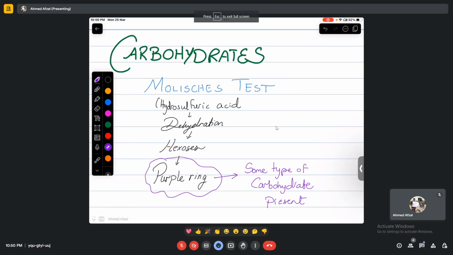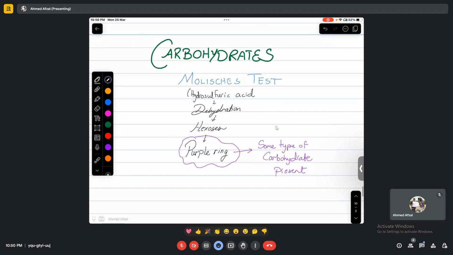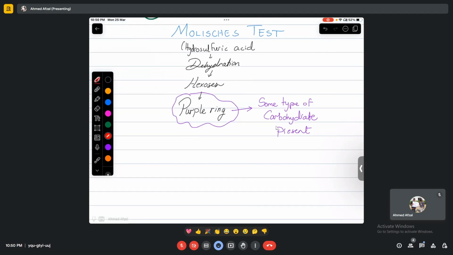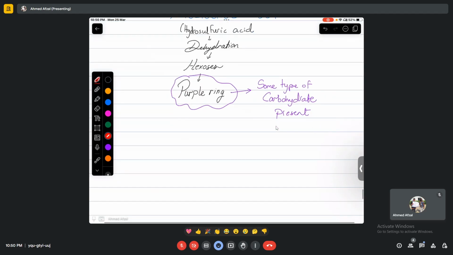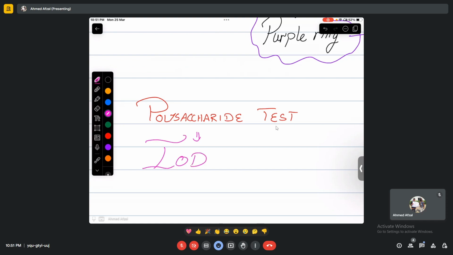If the test is negative, we're done. We do not need to conduct any more tests because carbohydrates are absent from that solution. If, however, the test is positive, that purple ring that I talked about, we would move on to the next test to identify whether this solution contains polysaccharides or not. A polysaccharide test would be the iodine test. So the iodine test tests for polysaccharides.